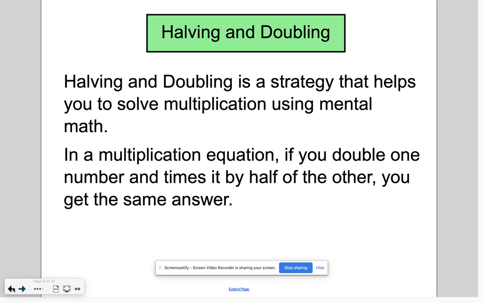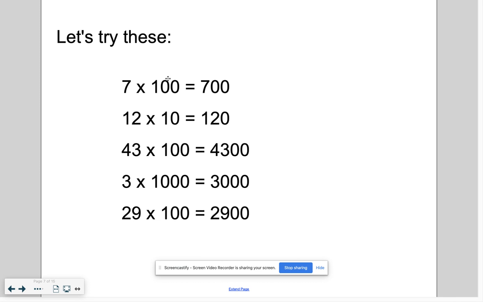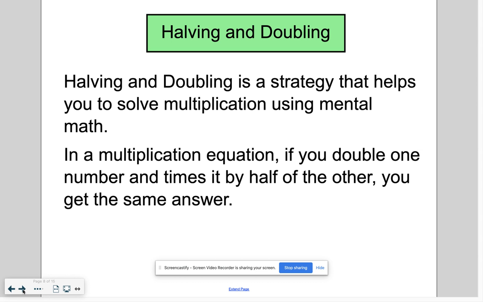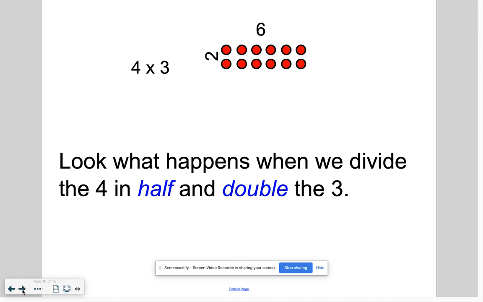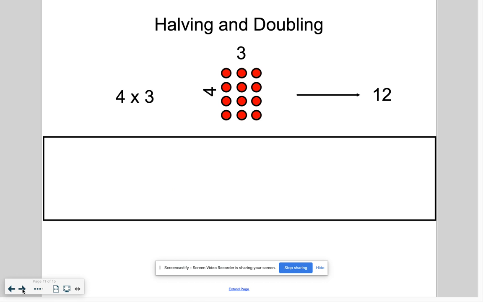And if we go back to this, these are friendly numbers, right? All of the base 10 numbers are friendly numbers because when you multiply by these, you just add the 0, you're going to know the answer. So if you can try and half and double to get one of those numbers to be a 10 or 100, or even a 5, because sometimes you know what the multiplication tables are for 5, that's going to make your job a lot easier. So let's take a look.